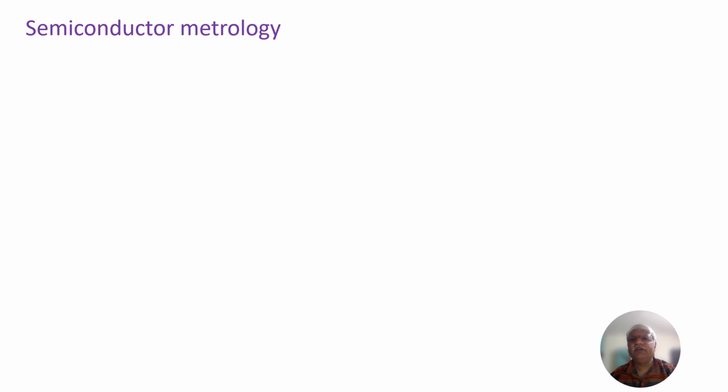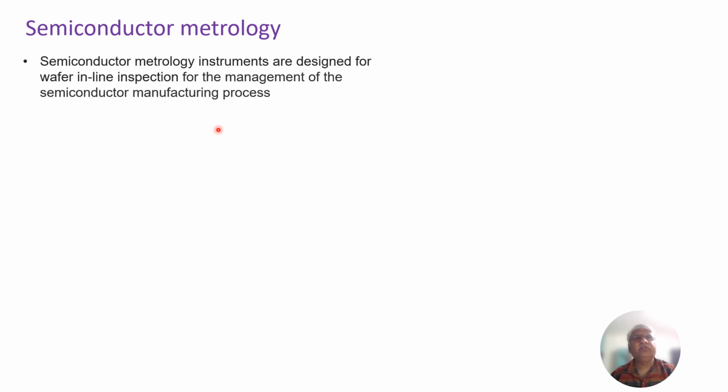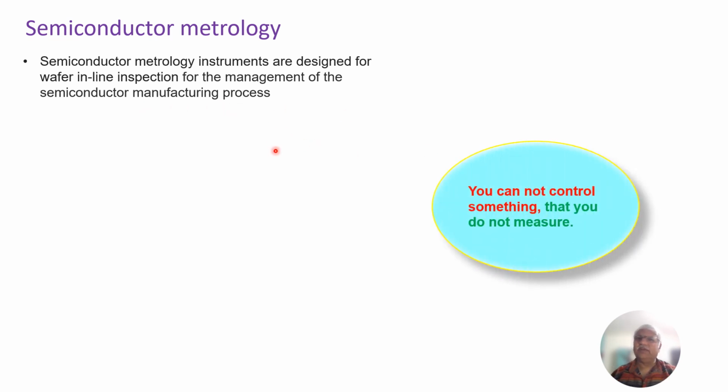We will figure out how closely the semiconductor manufacturing process steps are controlled and maintained. If you observe, the semiconductor metrology instruments are designed for wafer inline inspection for the management of the semiconductor manufacturing process. Why are they doing all this? Because you cannot control something that you don't measure.